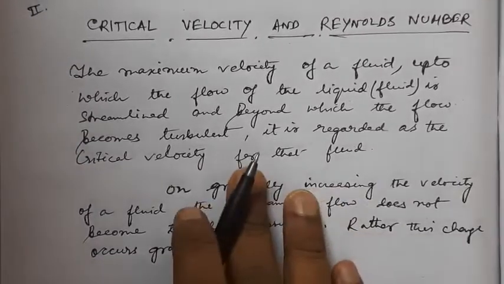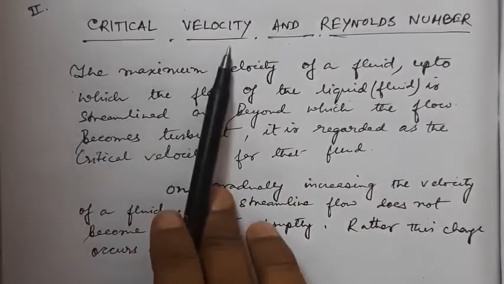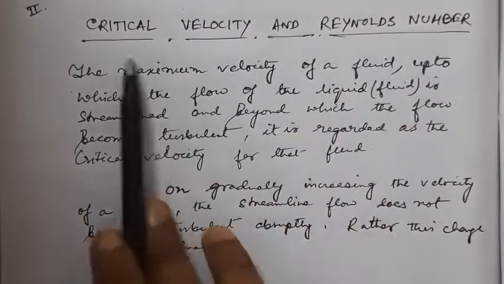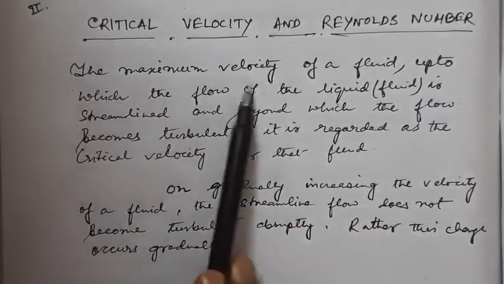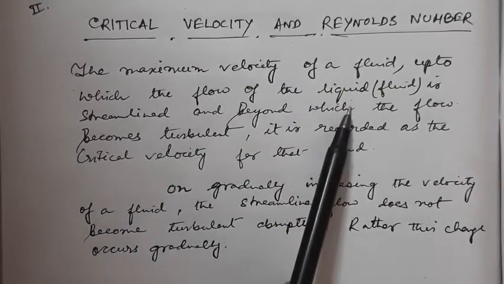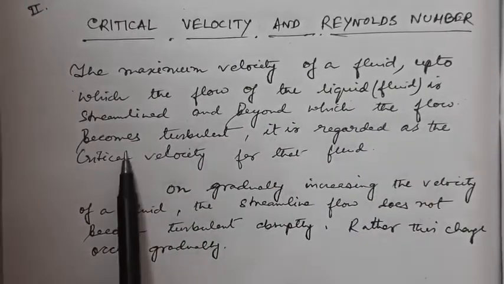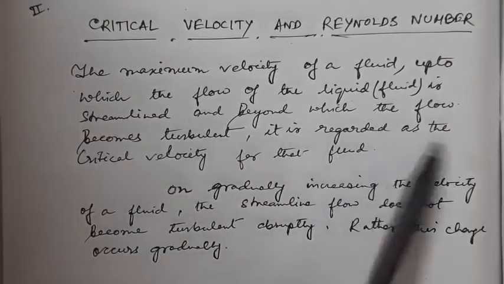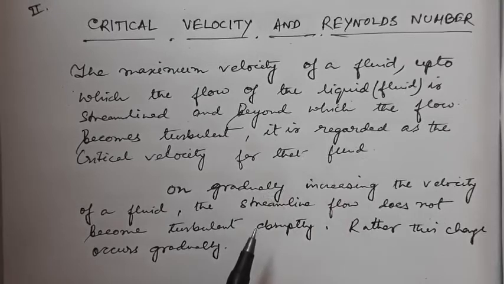This is the second video on viscosity, critical velocity, and Reynolds number. Now, what is critical velocity? The definition goes as the maximum velocity of a fluid up to which the flow of the liquid is streamlined and beyond which the flow becomes turbulent. It is regarded as the critical velocity for that fluid. We had already discussed streamlined motion and turbulent motion in the previous video.